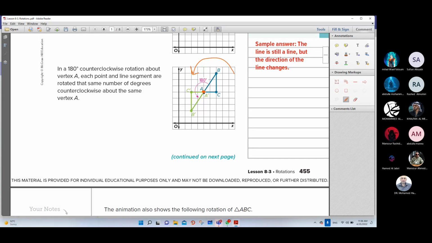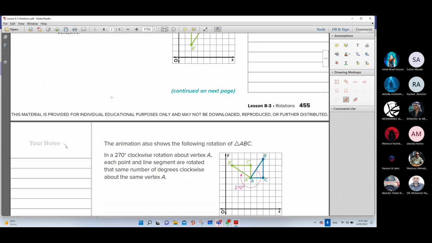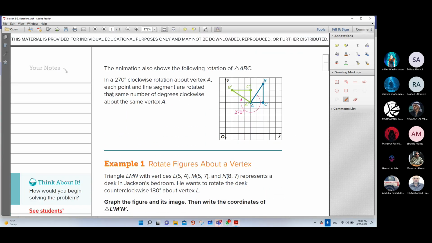You can do the same idea for AC. You will get A prime, C prime. And you can do the same idea for BC. You will get B prime, C prime. Then you can match between them. You will get here the image. As you see, the image is congruent with the pre-image. So this is the meaning of the rotation.